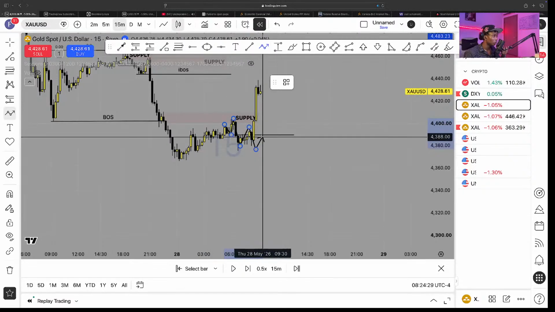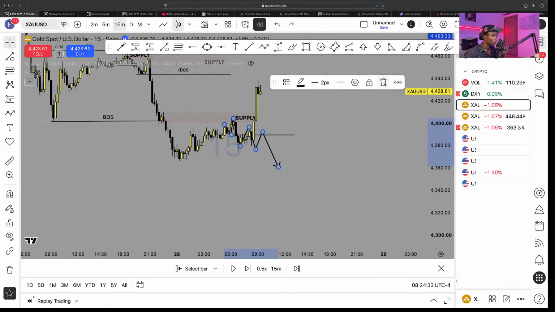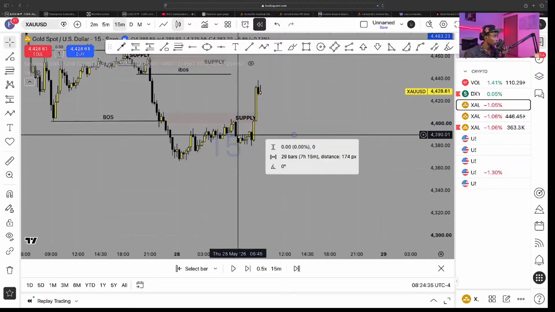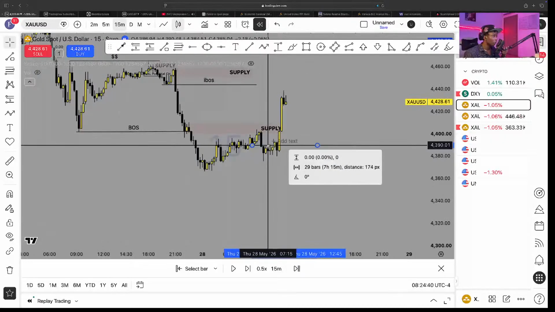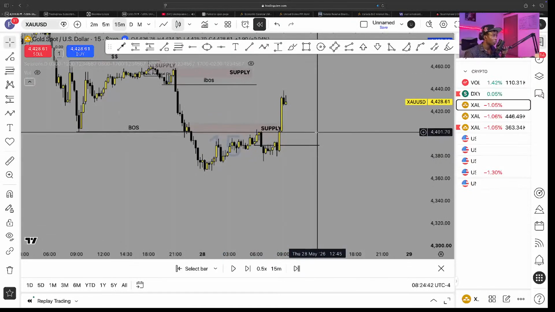And this again, so I'm gonna look for my entry at this level, but that never happened. So you see, by just following my rules, I avoid taking unnecessary trades.